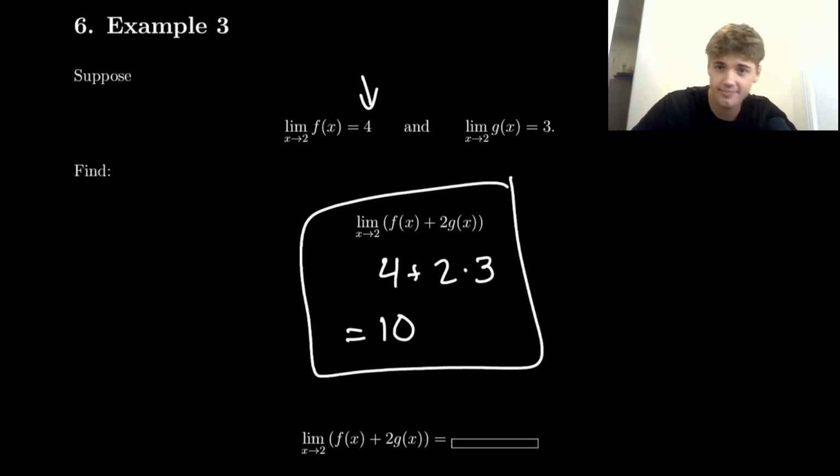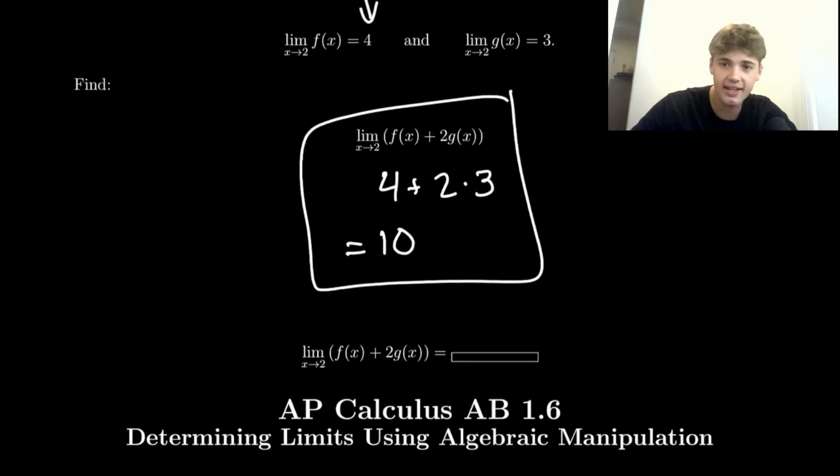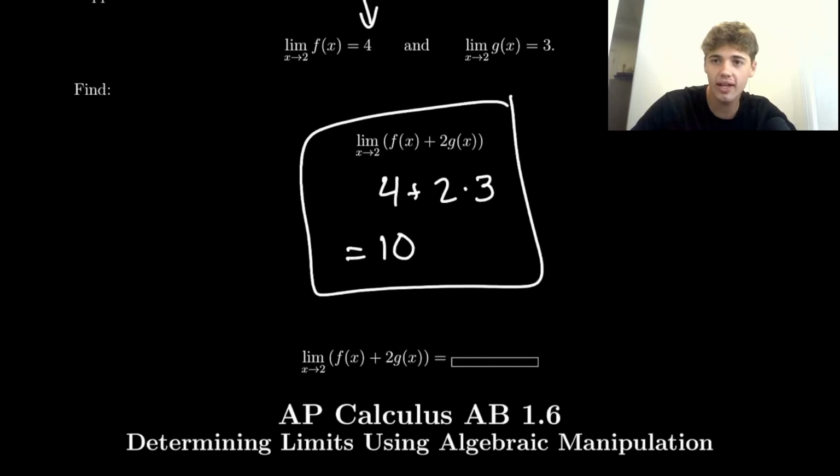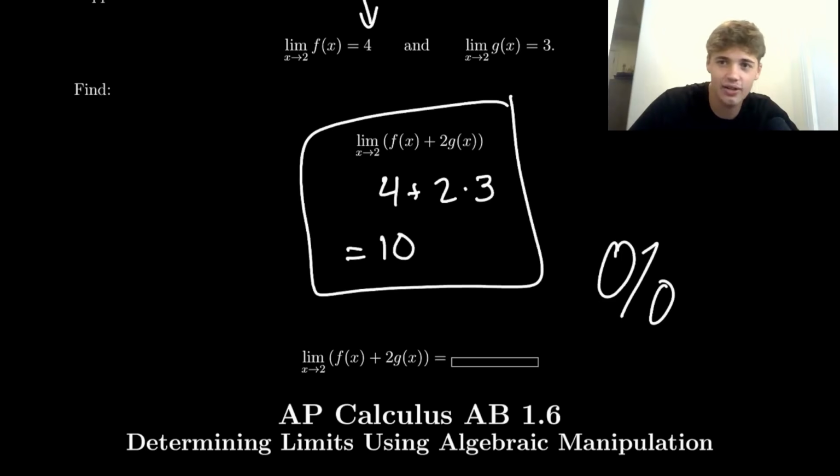And that's our answer. All right, and next time we'll look at some of the ways to get past the 0 over 0, but this is a simple way to use direct substitution and algebraic limit laws to solve more limits.